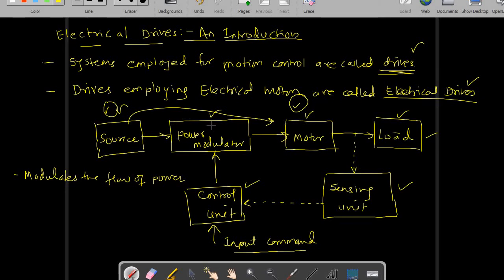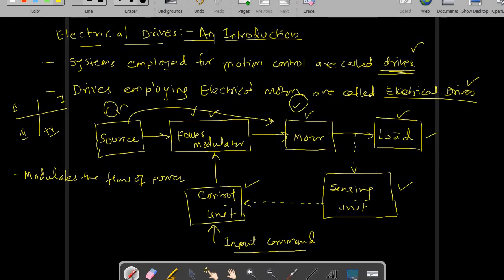And the fourth important function of the power modulator is that it will select the proper mode of operation of the motor, because we will study in upcoming lectures that there are 4 modes of operation: quadrant 1, 2, 3 and 4. So forward motoring, reverse motoring, forward braking, reverse braking, all these 4 quadrants are there. So this power modulator selects in which mode the motor should operate.